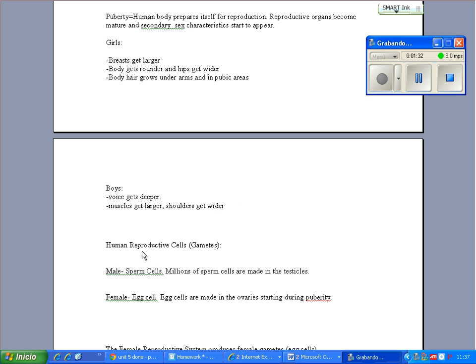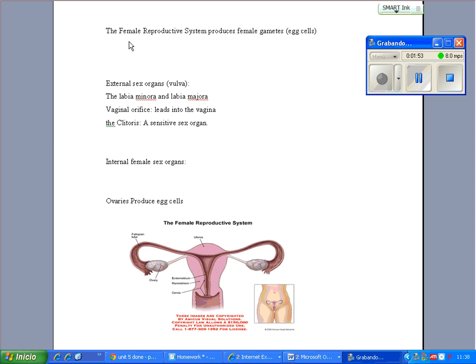What are human reproductive cells? They are called gametes. Male reproductive cells are called sperm cells. Millions of sperm cells are made in the testicles. The female reproductive cell is called the egg cell. Egg cells are made in the ovaries starting during puberty. The female reproductive system produces female gametes, female sex cells called egg cells.